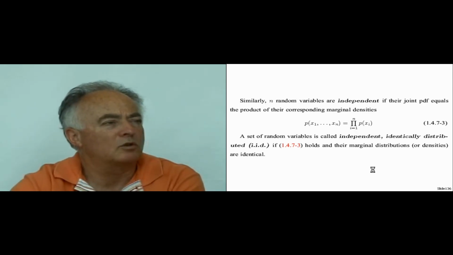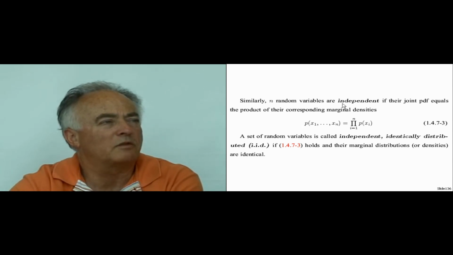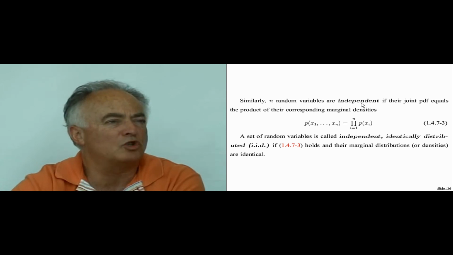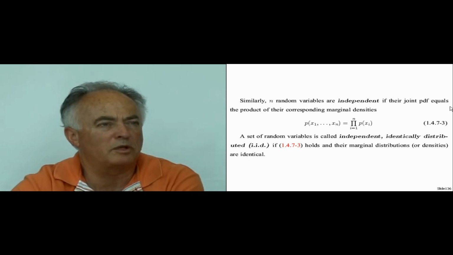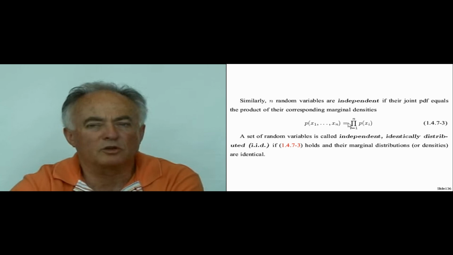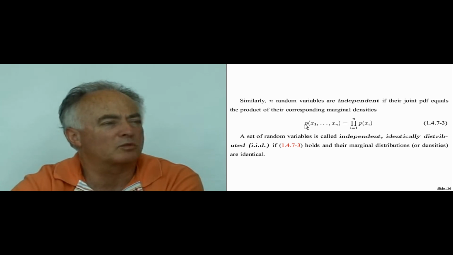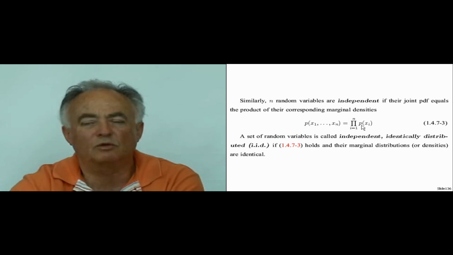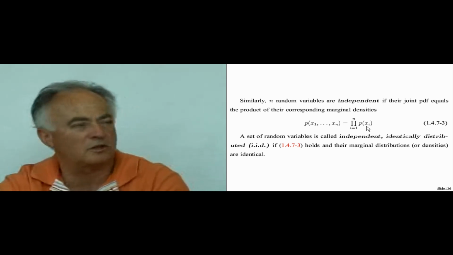In a manner completely similar to this, when it comes to random variables, we can define n random variables as independent if their joint density, joint PDF, equals the product of the marginal densities. Namely, with a simple notation, no more subscripts, p of x1 through xn, that's the joint PDF of n random variables, is the product of the n PDFs of all the x_i's, so the product of p(x_i).